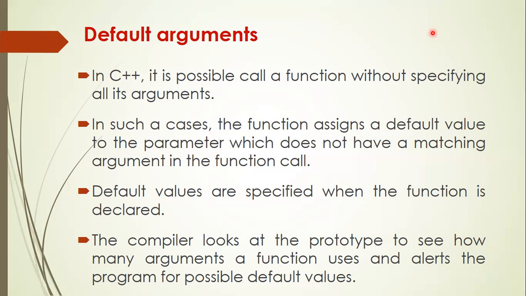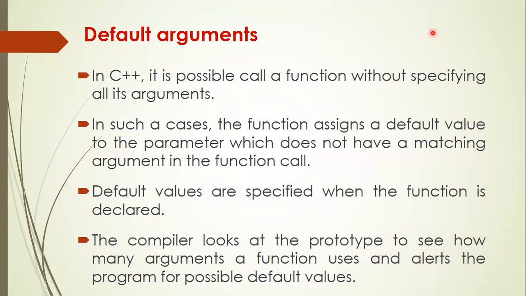What happens if you call the function with only one argument? In C language, you will get an error message because the prototype says that the function needs two arguments, but while calling the function you are passing only one argument. That means there is a mismatch and the compiler generates an error message.